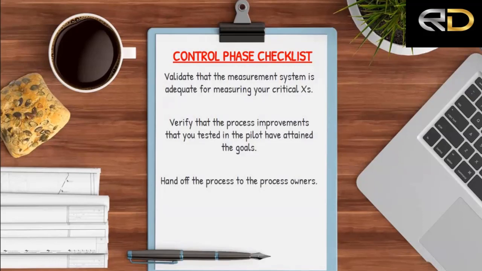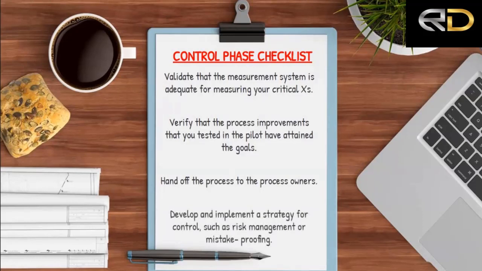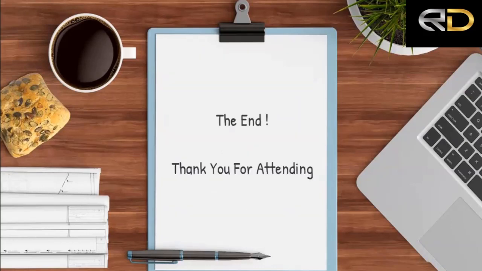It's one of the most important things in Six Sigma to actually know when to wrap up the project after the goals have been met. And then you develop and implement a strategy for control, such as risk management or mistake proofing. So that is basically how you do it in Lean Six Sigma. That is the methodology that is used to identify and address inefficiencies in a process, okay?